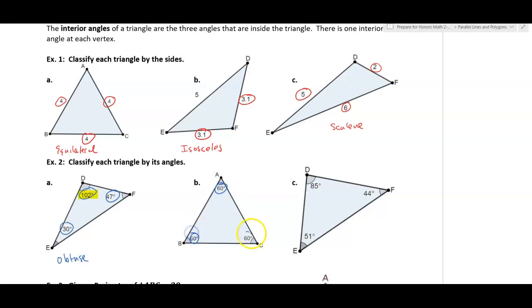Here, when I look, all three angles are congruent. We would say this is equiangular. None of these angles are congruent. They're all less than 90, so this would be an acute triangle.